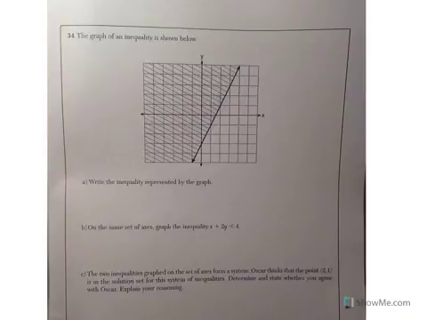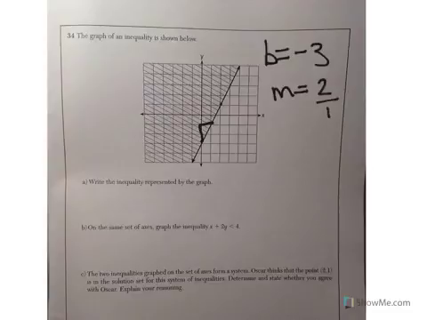Number 34. The graph of an inequality is shown below. Write the inequality represented by the graph. Okay, so what I'm going to start with is the y-intercept. My b value in this case is -3. That's where it crosses the y-axis. Now I'm going to find my slope. So if I look at this point and then I look at the next easiest point, looks like here and here. So we're going up 2, or rising 2 and running 1. So my slope is 2 over 1, which just simplifies to 2.